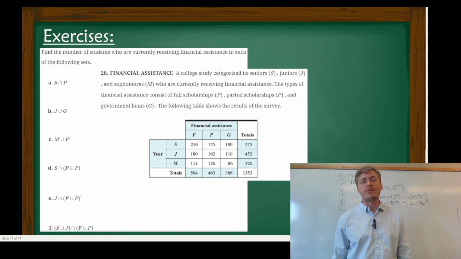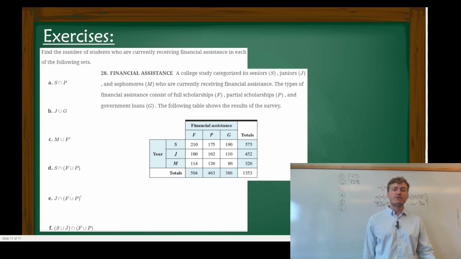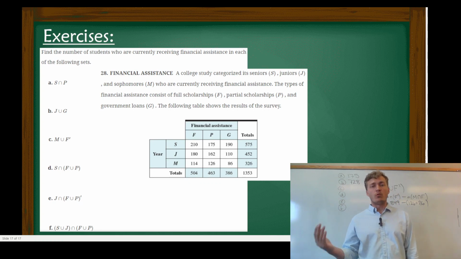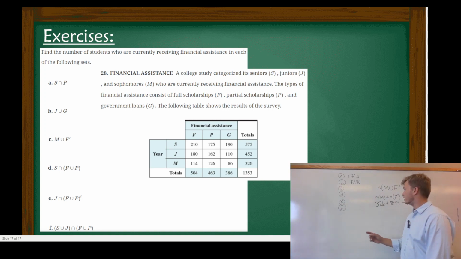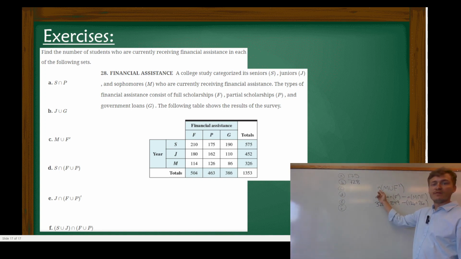So think about what F prime means. F prime means that you're not full, which means you're either partial or your government loan. So using the formula from before, if I want to find the number of elements in M union F prime, I want to find the number of elements in M, add it to the number of elements in F prime, and subtract the overlap. Subtract the number of elements that are in M intersect F prime. We'll come back to this.